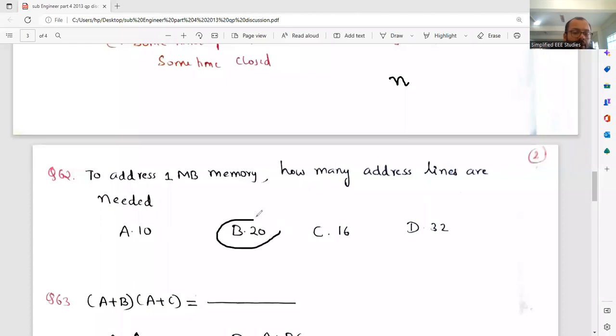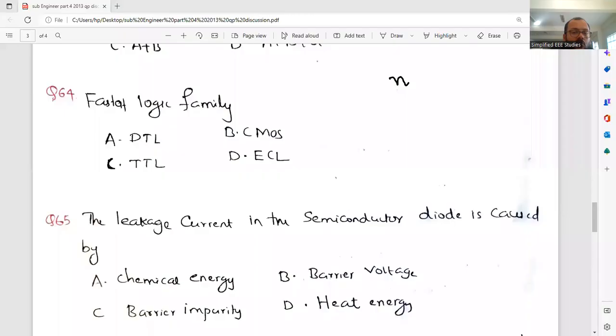Here, the value of n can be selected as 20. I think it's clear to everybody. Yes or no? Let us move on to the next question.